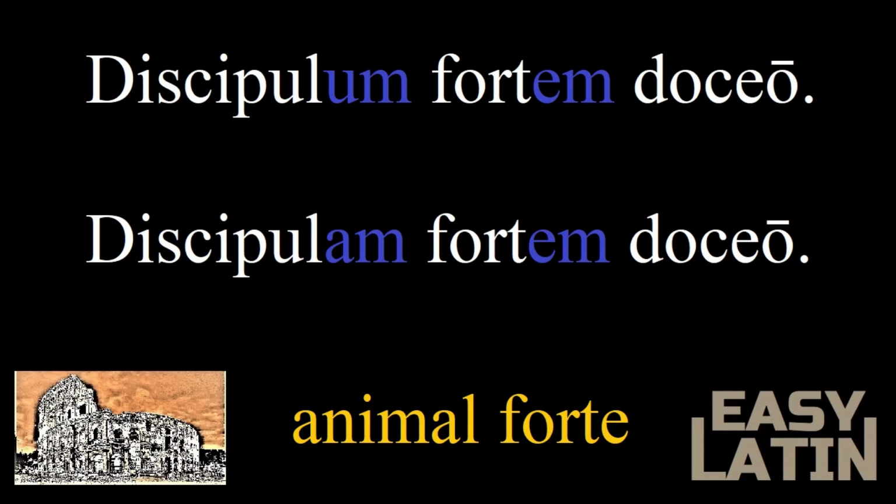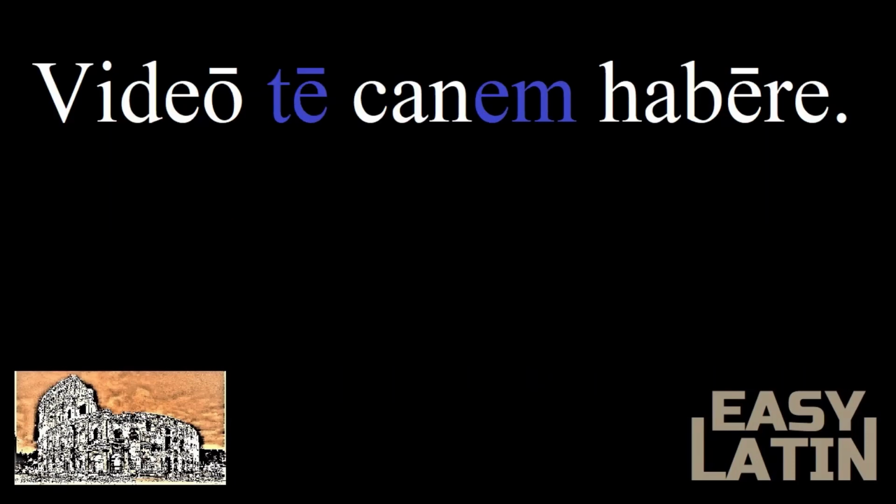Let's move on to a harder concept now. When we have an embedded clause, we have to use the accusative case for the subject of that clause. For example, video te canem habere. I see you have a dog. The subject of the clause, you have a dog, becomes te instead of tu, and the verb gets put in the infinitive form.